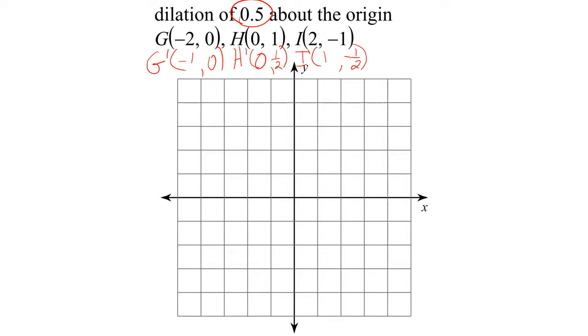So now I go ahead and graph this. G prime would be at -1, 0. So there's that one. H prime is at 0, 1/2. Here's H prime. And I prime is at 1, -1/2. So right here is I prime. So go ahead and draw those sides, and I have my dilation.